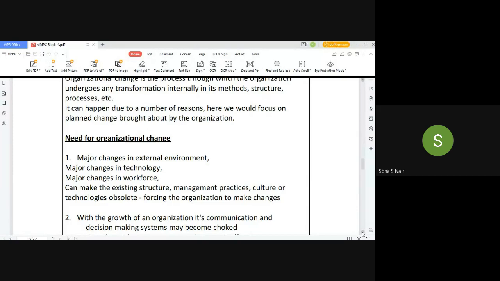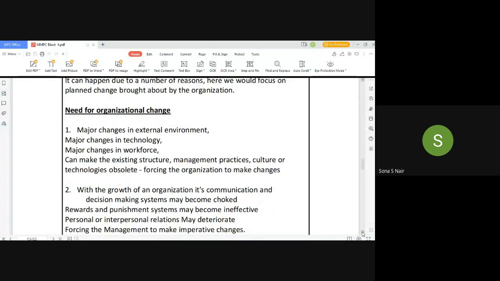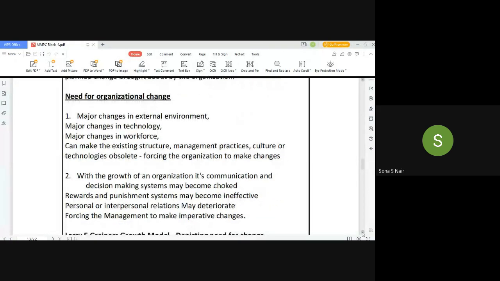Before coming to how we are going to change, we have to understand why we need to change. We would need to change because there are major changes in the external environment. There are major changes in technology, major changes in workforce, which can make the existing structure, practices, culture, or technologies obsolete, forcing the organization to make changes.